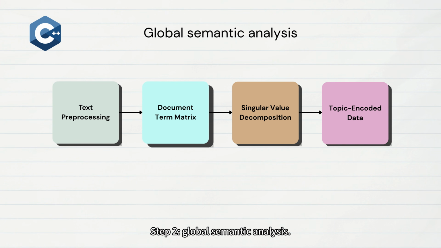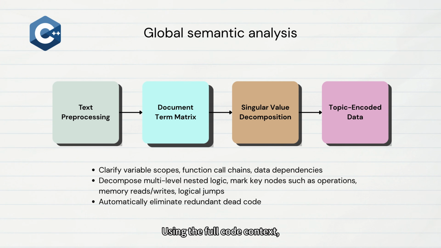Step 2. Global semantic analysis. Using the full code context, clarify variable scopes, function call chains, data dependencies, decompose multi-level nested logic, mark key nodes such as operations, memory, reads, writes, logical jumps, and automatically eliminate redundant dead code.